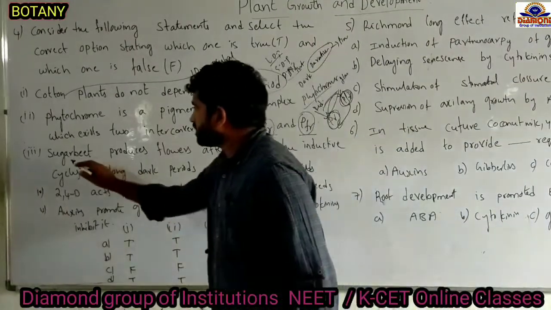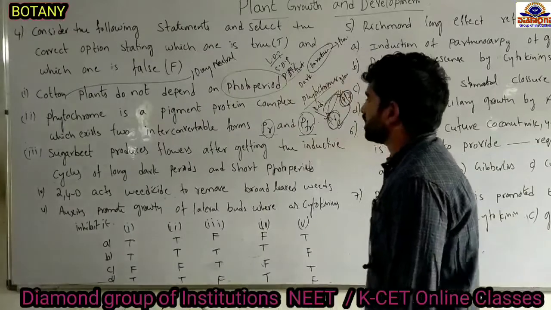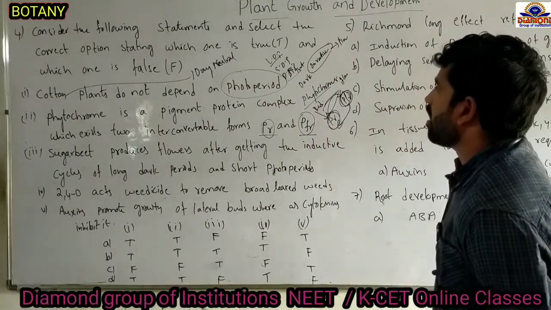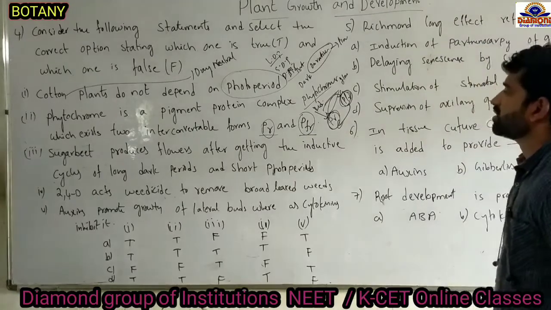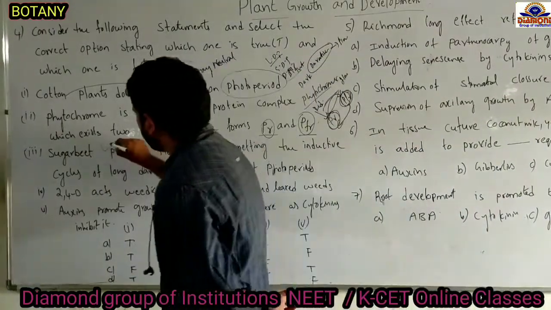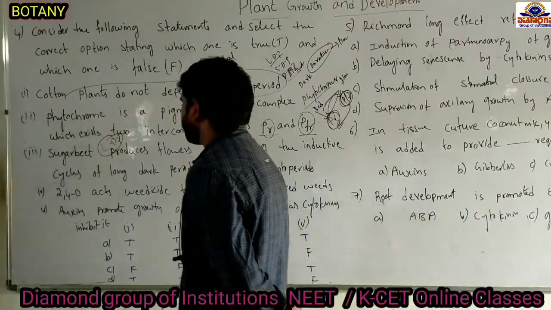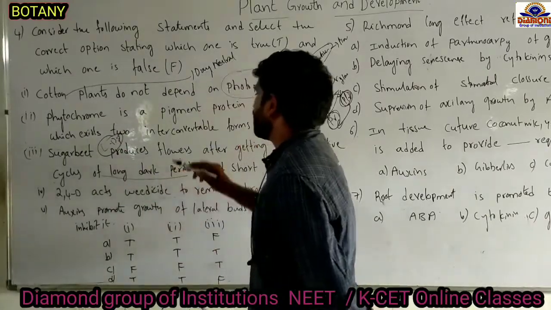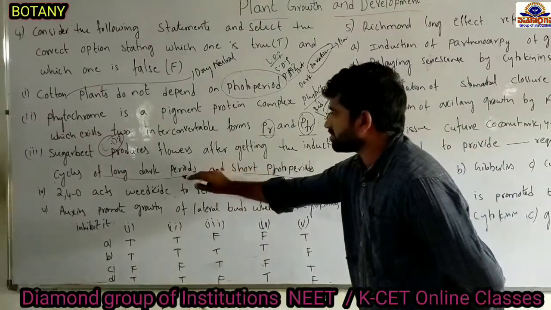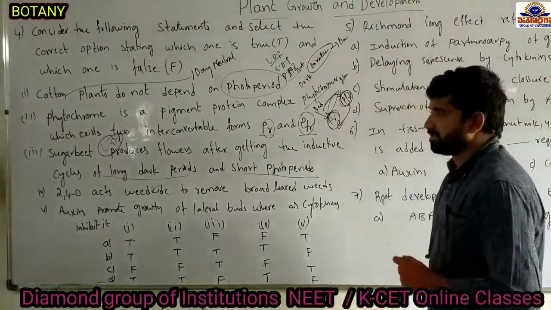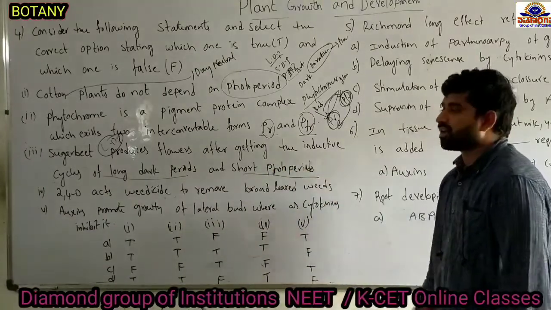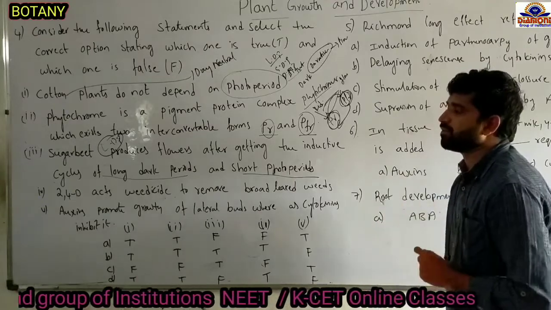And option 3, sugar beet produces flowers after getting the inductive cycles of long dark periods and short photo periods. So here, sugar beet is an example of a long day plant. But they have given that it produces flowers with long dark periods and short photo periods. Long dark periods is a character of a short day plant, and short photo periods is also a character of a short day plant.